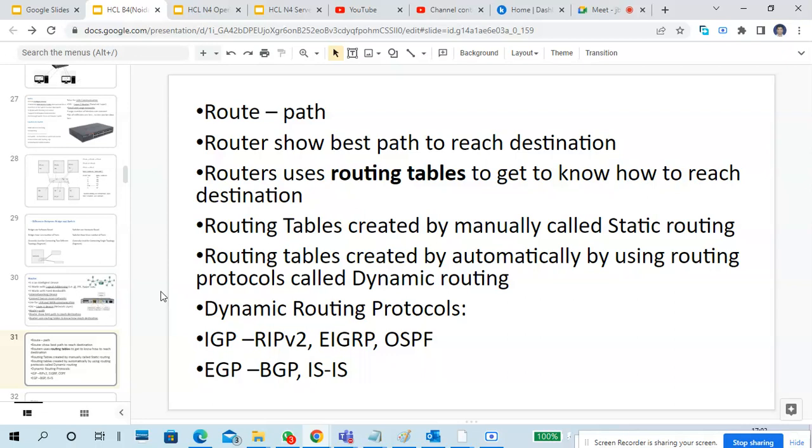Okay, IS-IS means intermediate system. Don't think it is ISIS, the other one. It's not that ISIS. IS-IS means intermediate system.